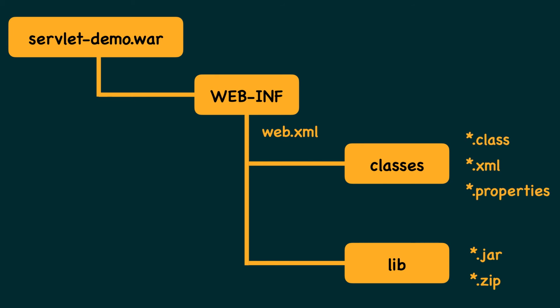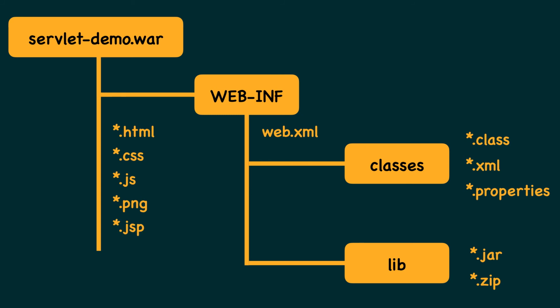The rest of the files which are accessible to the browsers are kept directly under the root of your project, such as HTML files, CSS, JavaScript, or images, etc. You can also keep the JSP files inside the root of your application. However, we don't want the end user to access the JSPs directly, especially when you're using an architecture called Model View Controller, which we will discuss in the subsequent lectures.